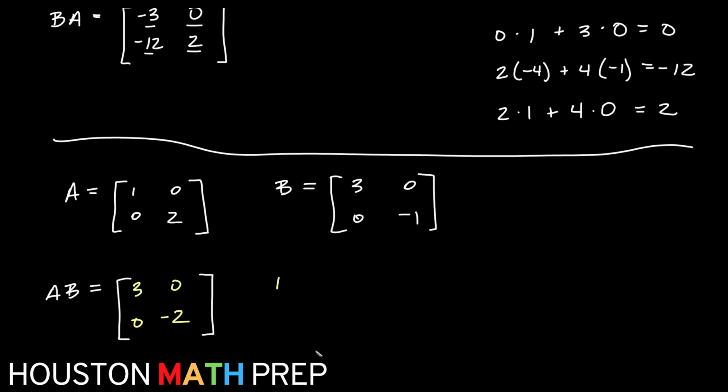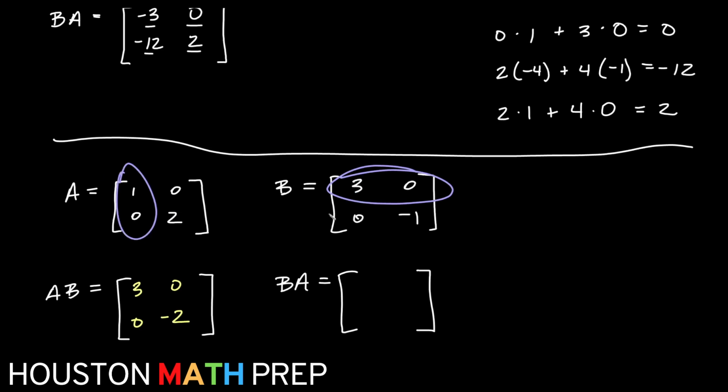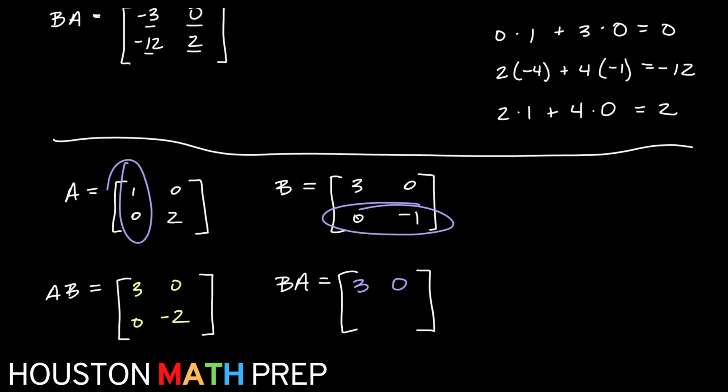If we do B times A, in this particular one, you'll notice that we get the same thing. So here, if I do the rows of B with the columns of A, so 3, 0 dot 1, 0, I would get a 3. 3, 0 dot 0, 2, I would get a 0. Moving on to the second row, 0, negative 1 dot 1, 0, we would get 0 there. And then 0, negative 1 dot 0, 2, we would get negative 2.